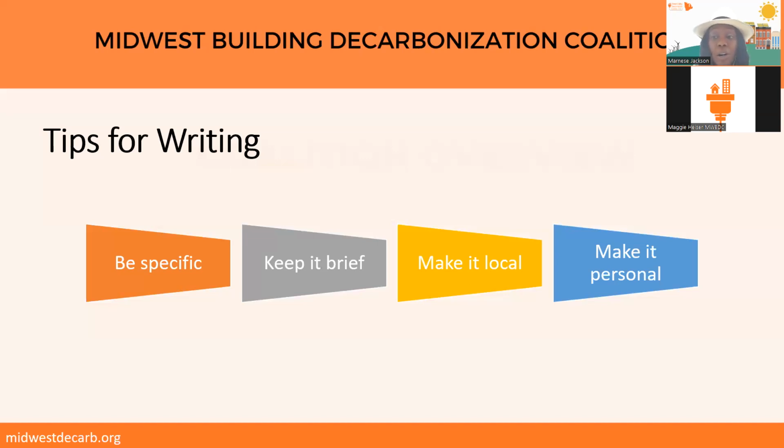Make it local. Legislators are mostly interested in the impacts that bills will have in their districts. The more that you demonstrate the issue will have a local impact, the more compelling your letter will be. Then lastly, make it personal. If you can tell a story about how this bill or the issue will affect you or your family, be sure to include it. Personal stories are more memorable, and it just shows the real impact that legislation can have on their constituents.